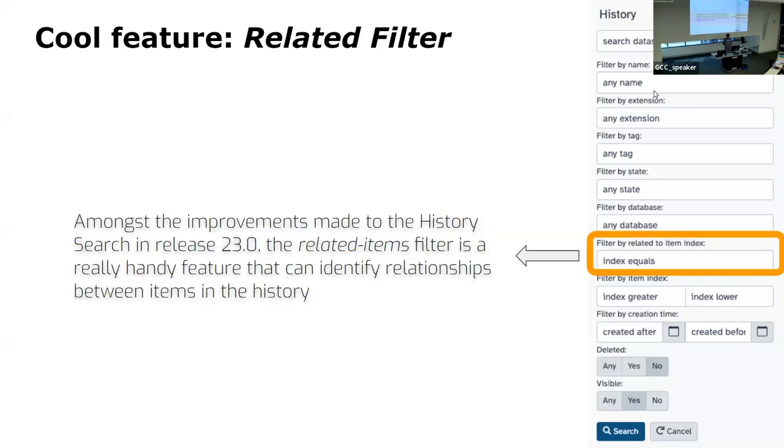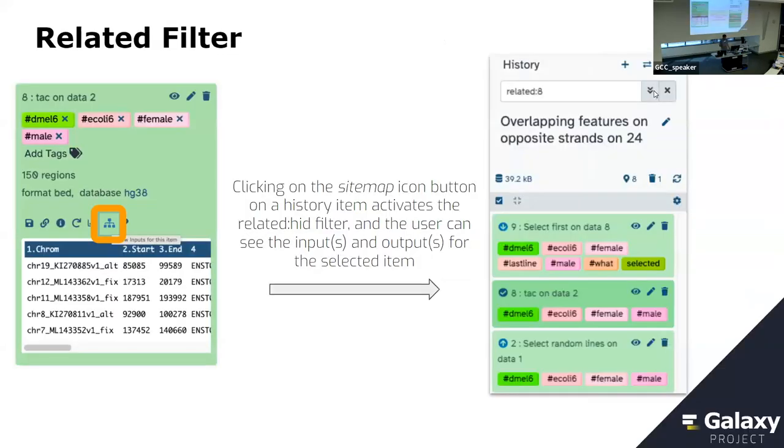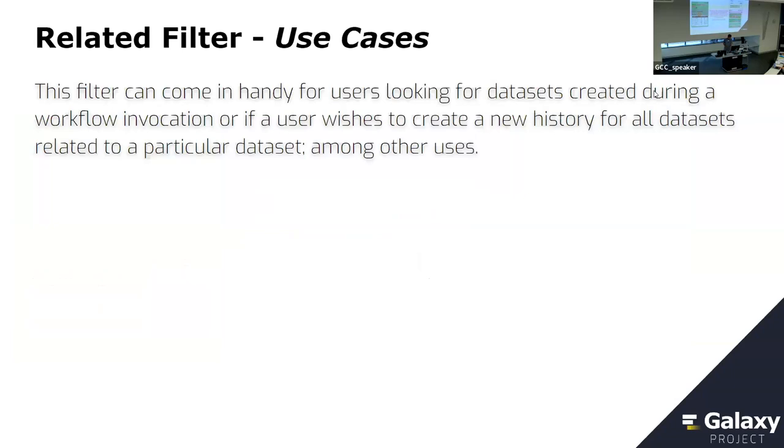So being able to find the inputs and outputs and have them in a nice interface was not something we've had in the past. And so now we have a nice related filter that you can either just type related and the index of the item you want to see related items for, or you can expand the dataset and then just click this sitemap icon, and it would show you the inputs and outputs. They're identified by arrows pointing towards the main dataset.